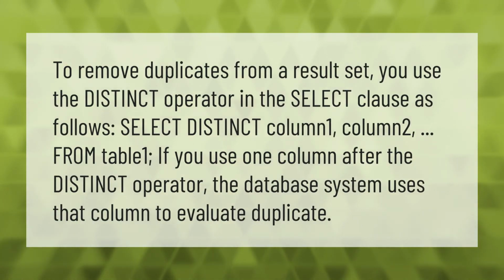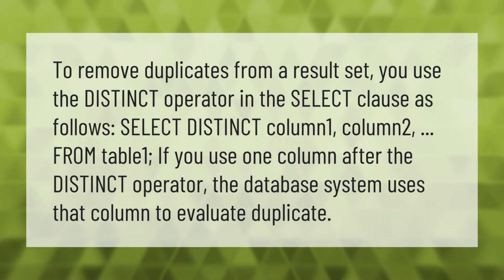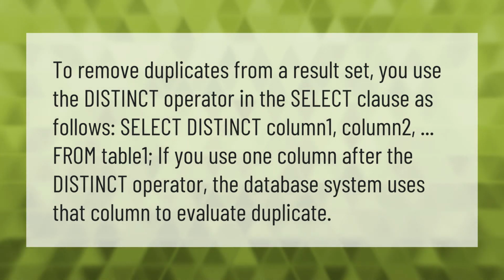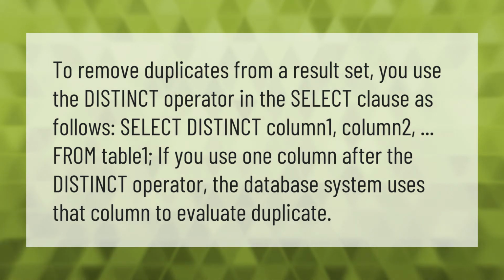To remove duplicates from a result set, you use the DISTINCT operator in the SELECT clause as follows: SELECT DISTINCT column1, column2 FROM table1. If you use one column after the DISTINCT operator, the database system uses that column to evaluate duplicates.